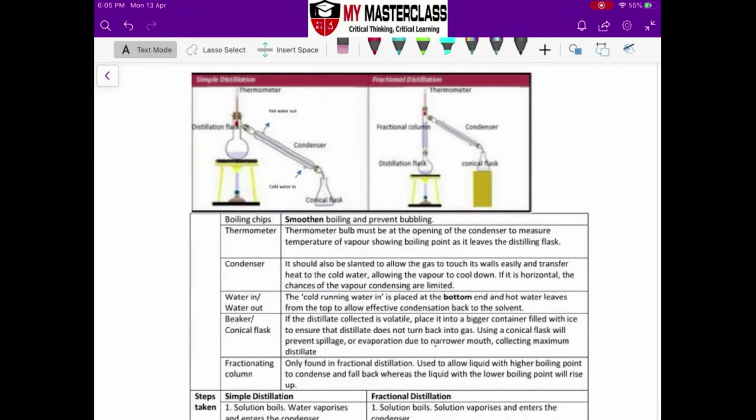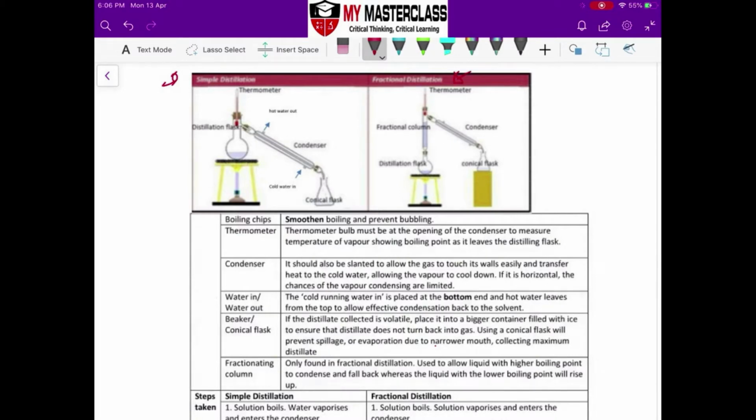Okay, the next separation method that we are going to look at is when we separate two liquids that mix well. Recall, if your liquids do not mix well, we use a separating funnel to separate them. But if they mix well, we use distillation. There are two types of distillation: simple distillation and fractional distillation.